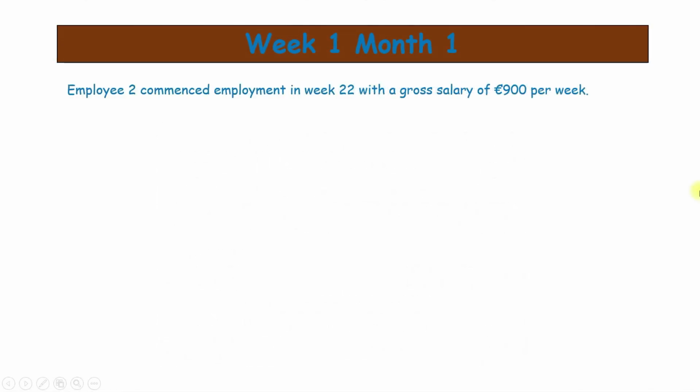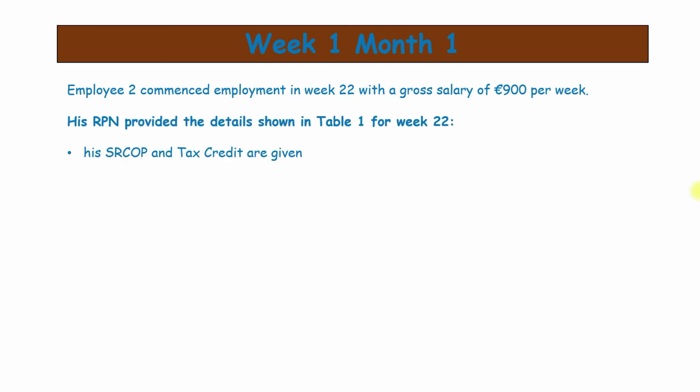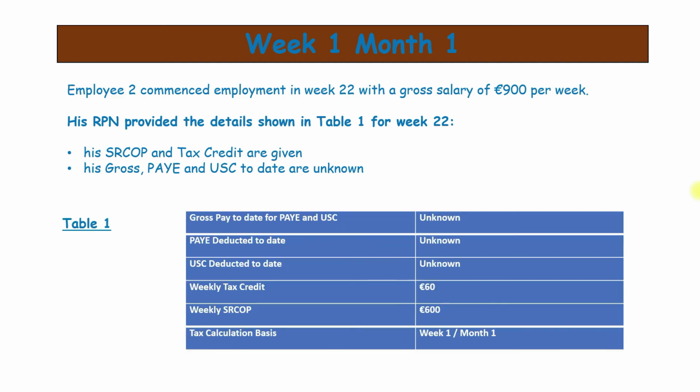Again, you will be given the week of the year when the employee started with and the gross pay they will be on, in this case week 22, and a gross of $900. The SRCOP and tax credit are given, but the gross, PAYE and USC to date are unknown. This information will be given in a table format.